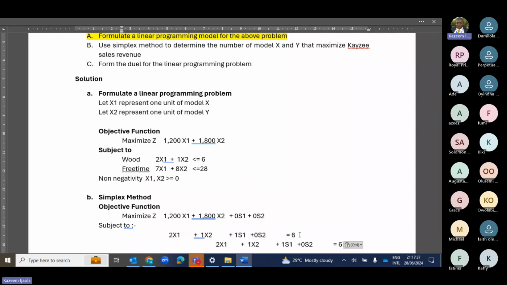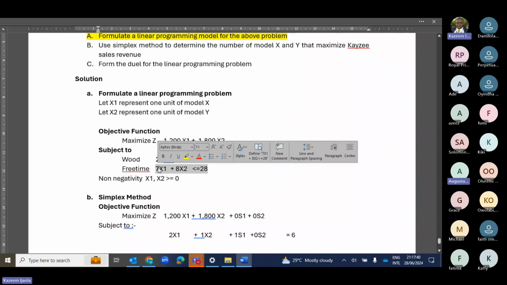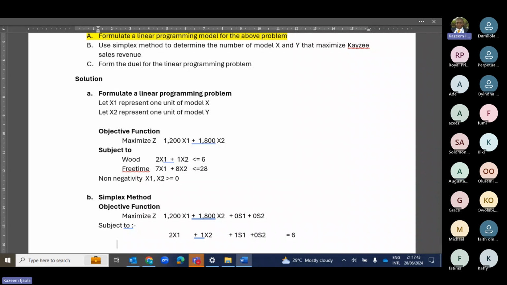Now, my second constraint is what? This is my second constraint. So I will copy it like this: 7x1 plus 8x2. It will be equal to 28. Now, this second constraint requires S2, but here S1 is useless. So just call it 0S1. Then you add S2, which is required to be 1S2, because this S2 is the slack variable for the second constraint, while S1 is the slack variable for the first constraint.